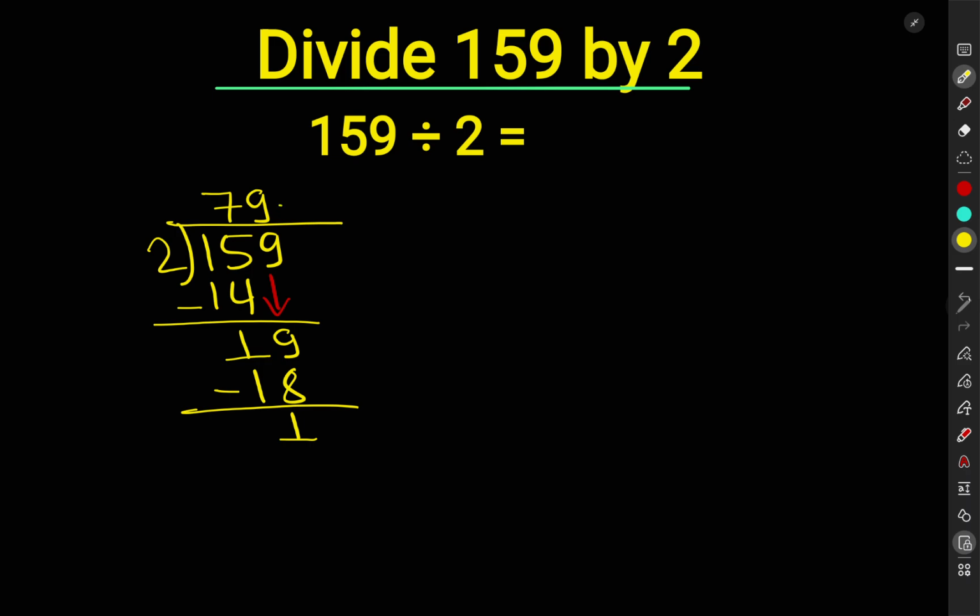So we put here a decimal so that we take 0 and 2 times 5 means 10. On subtracting we got 0. So 159 divided by 2 we got 79.5.